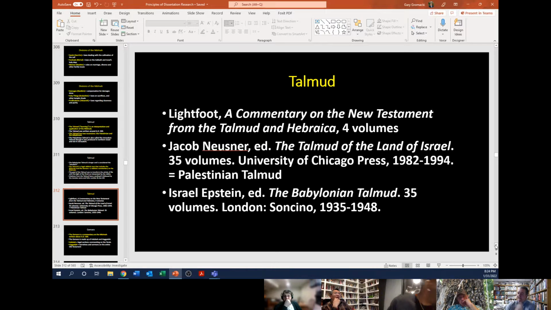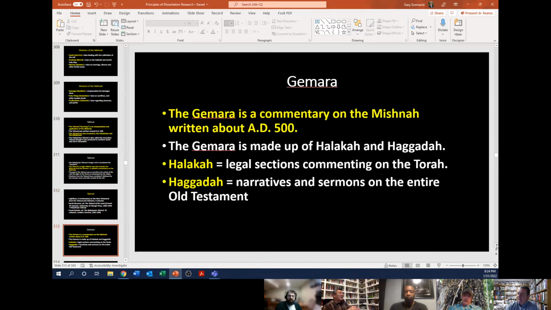So you see how the Babylonian Talmud here, this one at least is older, 1935, 1948. Galatians is a lot shorter. Yeah. Sorry.